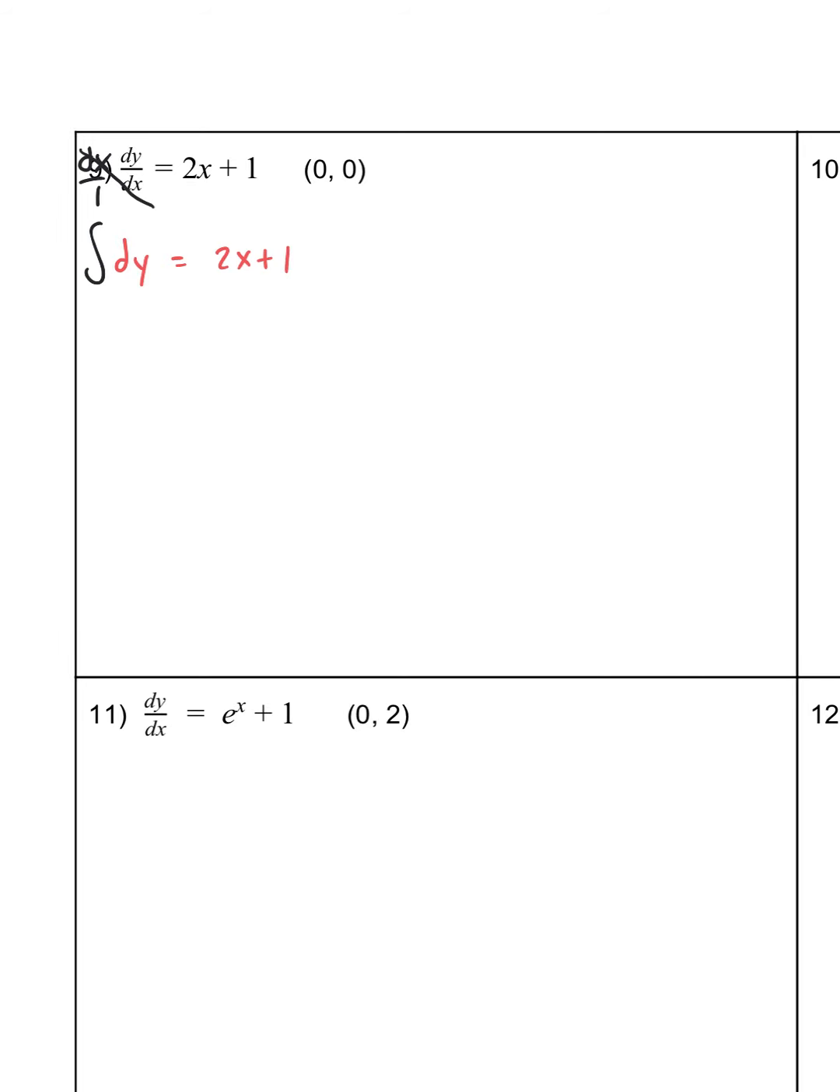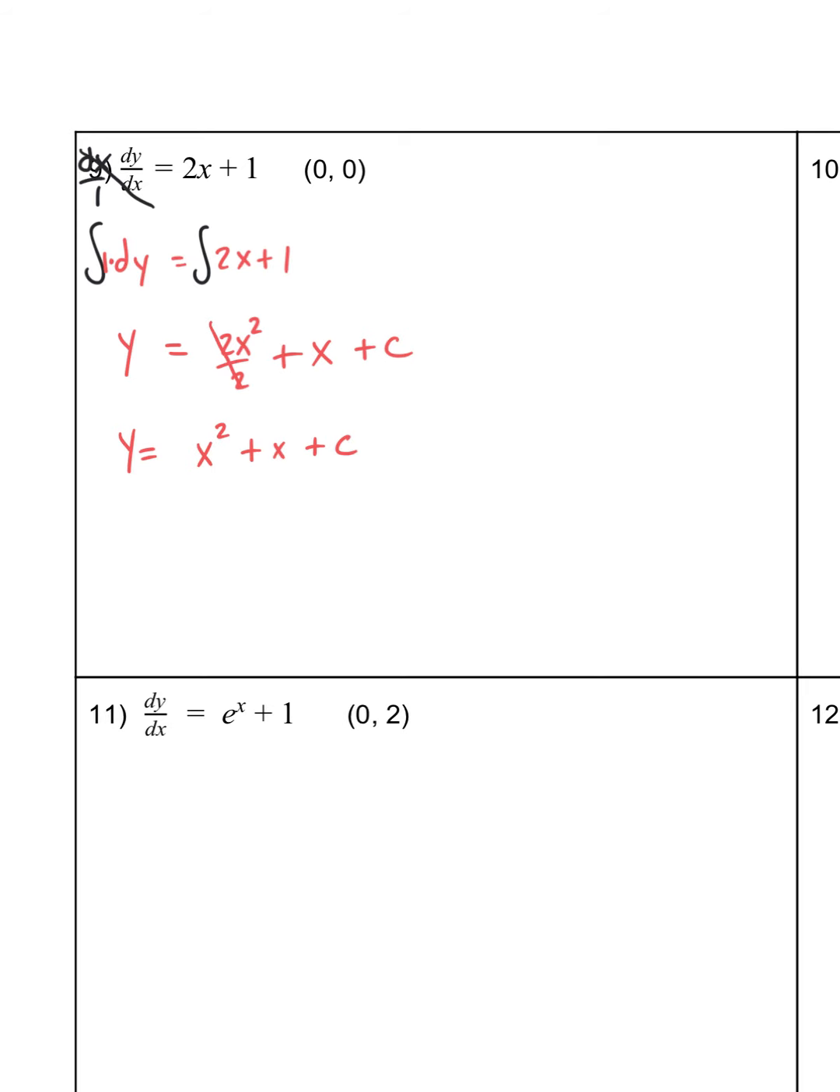Now we integrate. Remember, there's still a 1 out front here. The antiderivative of 1 on the left is just y. The antiderivative of 2x is 2x to the second over 2. And the antiderivative of 1 is x plus c on the right with the x's. Simplify that. Y is equal to, those are going to cancel, x squared plus x plus c.